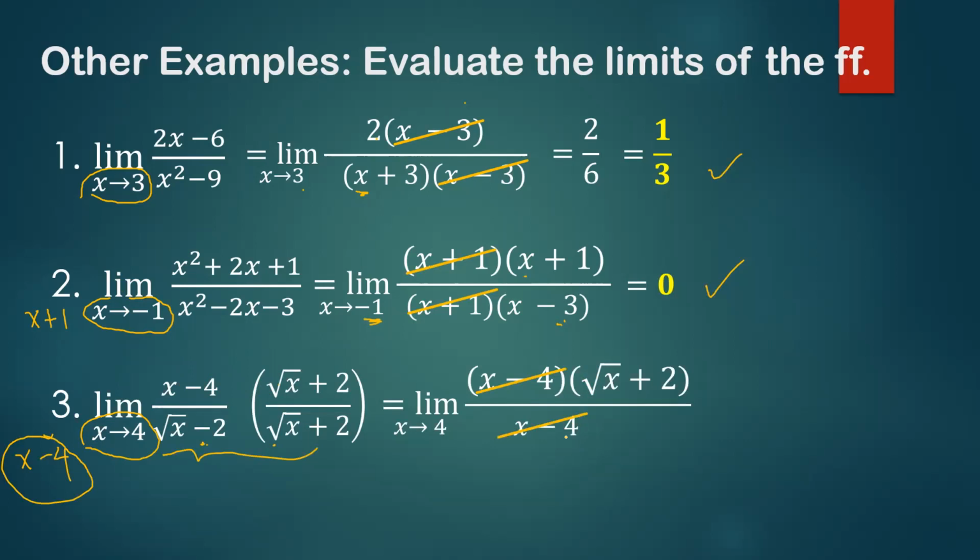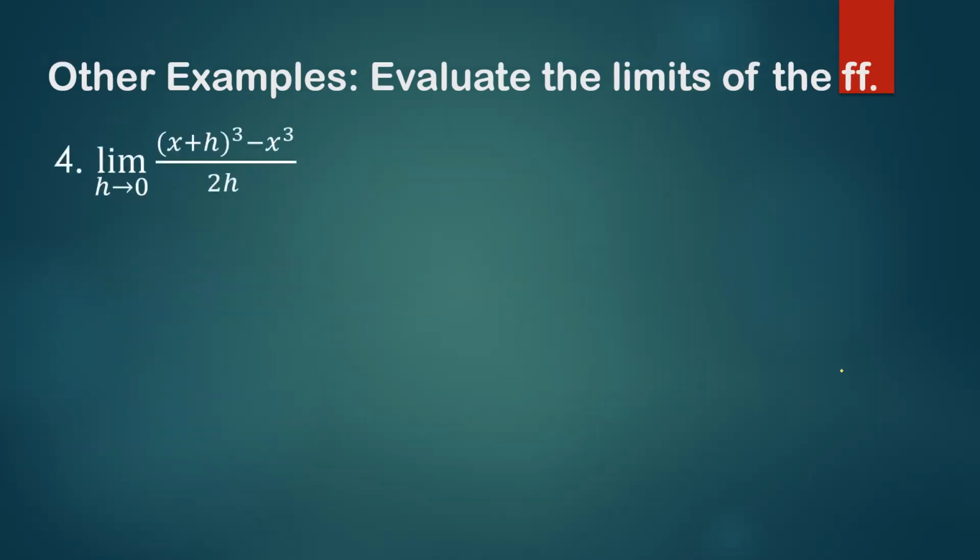Ayan, so ang natira na lang sa'yo sa taas, yung square root of x or square root of 4 is 2 plus 2. So that will be 4. So that's it. You have a value for your limit already. Okay. Now what about this one? Limit as h approaches 0. This time your h is the variable na sa substitute mo, no?